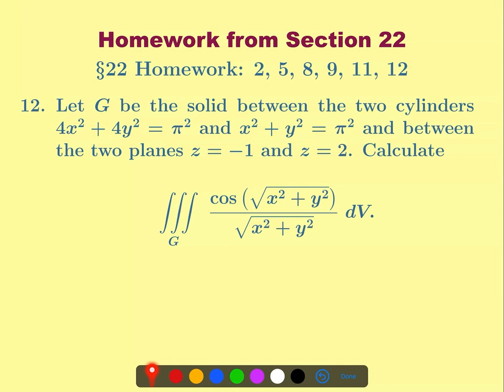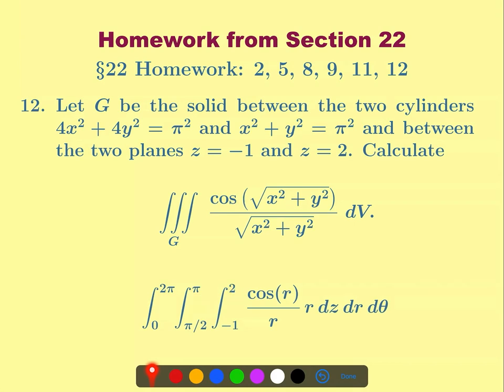The r, though, has to go from, you start at the origin and you work your way out in the xy plane. You're going to hit pi halves first and then pi. So you're going to hit the circle of radius pi halves and then the circle of radius pi. So r is going to go from pi halves to pi. And z again is going from -1 to 2, the bottom surface to the top surface in this picture. So theta goes from 0 to 2 pi. R goes from pi halves to pi. And z goes from -1 to 2.